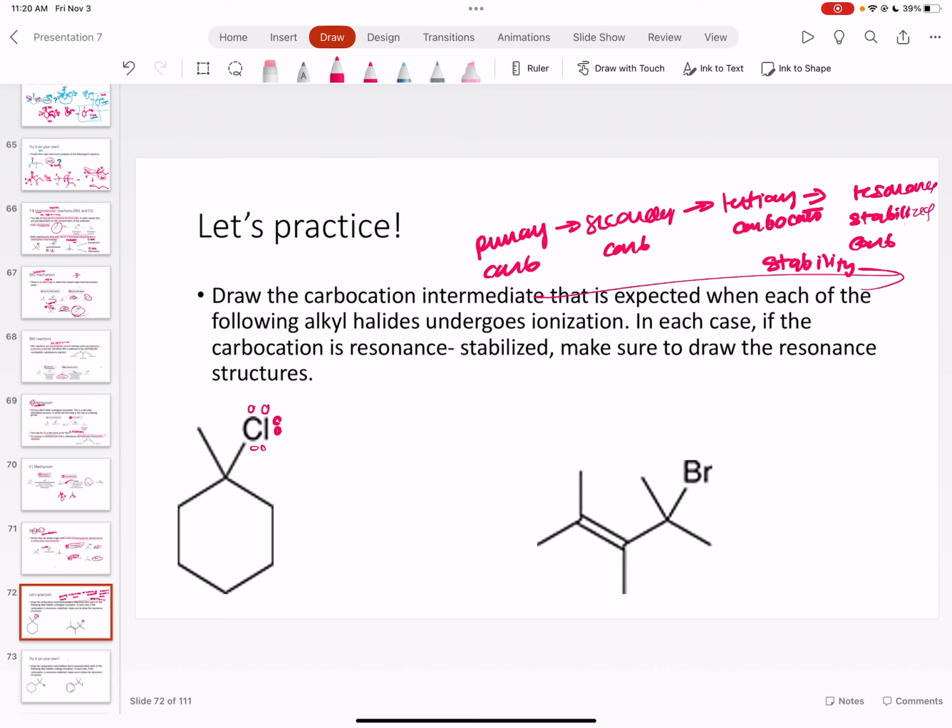So in this case, to get a carbocation intermediate, we're going to have a loss of a leaving group. So we're going to break this bond and then we're going to put it on that chlorine so we can get a carbocation.